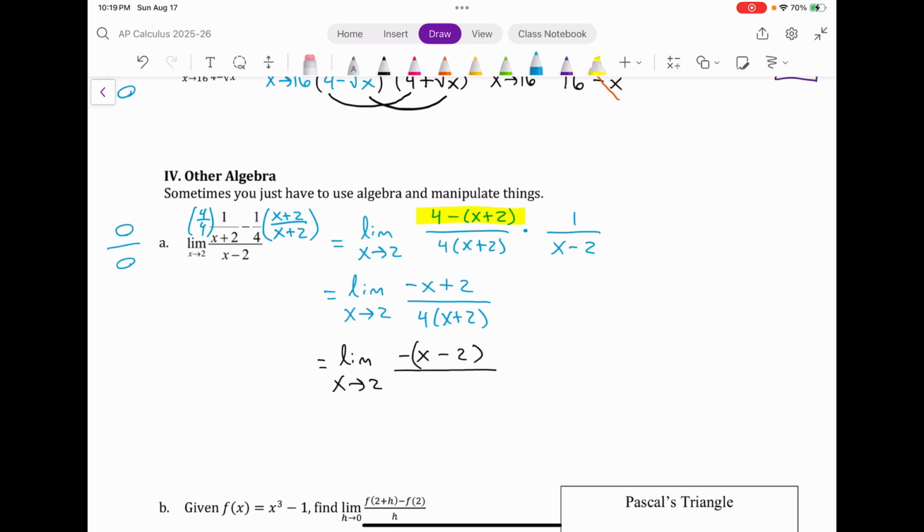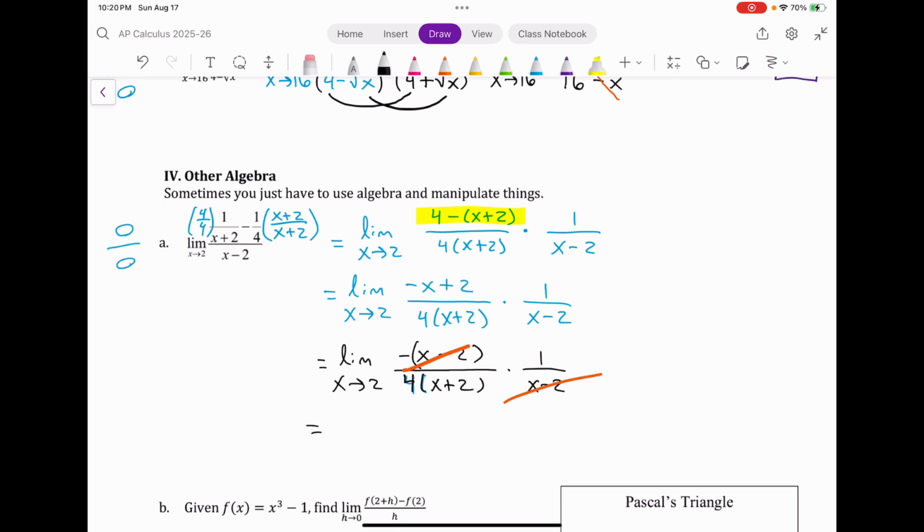Oh, I forgot on the previous line to carry the 1 over x minus 2. Okay, 4 times. All right, so now we can see the x minus 2 factor will divide out. All right, and then that allows us to plug in.